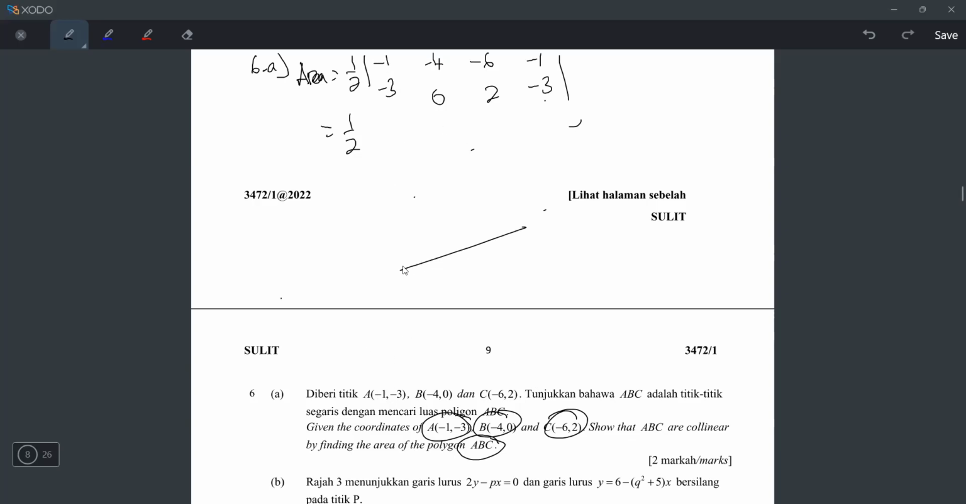Because the area of a straight line is 0. You can only find area for a 2D shape, like a circle, triangle, or rectangle. A straight line doesn't have area.